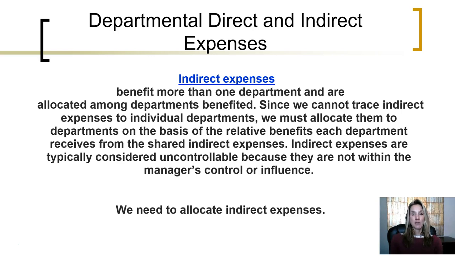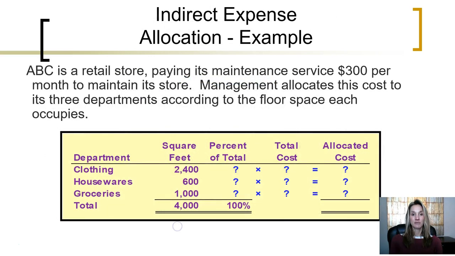Indirect expenses that we are allocating typically are considered uncontrollable because they are not within the manager's control or influence. So let's look at how indirect expenses are allocated. Using this example of a retail store that pays its maintenance service $300 each month to maintain the store. Management allocates this cost to the three departments according to the amount of floor space that each occupies.